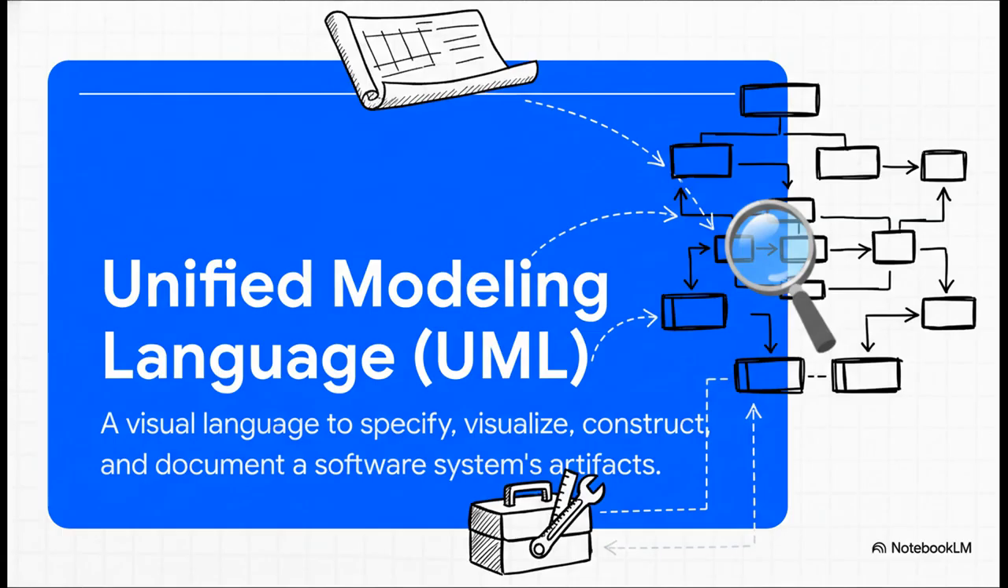So, what is it officially? Well, UML stands for Unified Modeling Language, and it's exactly what it sounds like, a standard visual language. It's basically a toolbox full of different kinds of diagrams that help us map out a software system. It's all about creating a model that we can actually look at, talk about, and improve together.